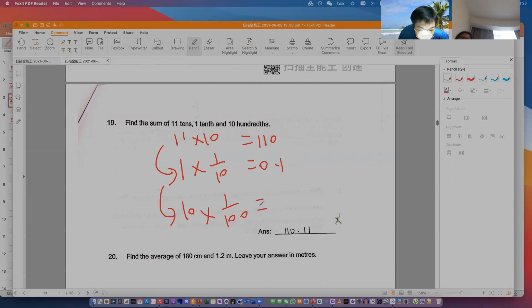Are you allowed to use calculator or not? Only paper 2. Oh, okay. But this one should be 0.1, right? 10 times 1 over 100, so you get 0.1. If you add these two, it should be 110.2. So don't make this silly mistake. This is not 1, this is 10.